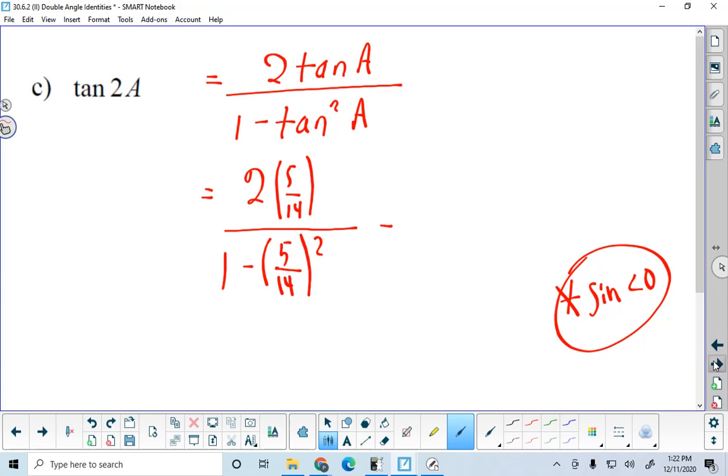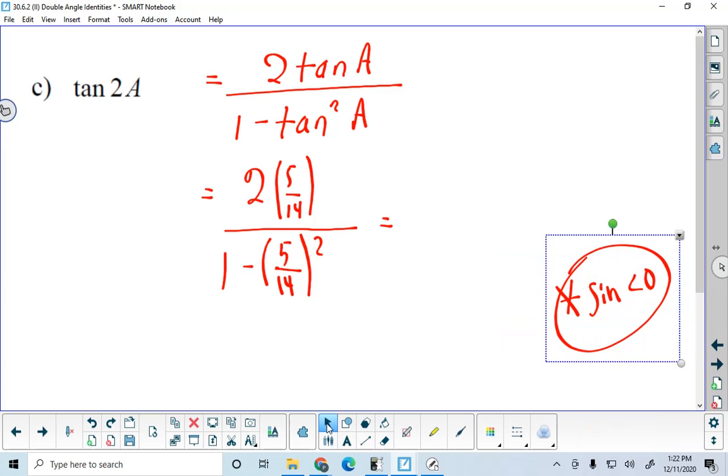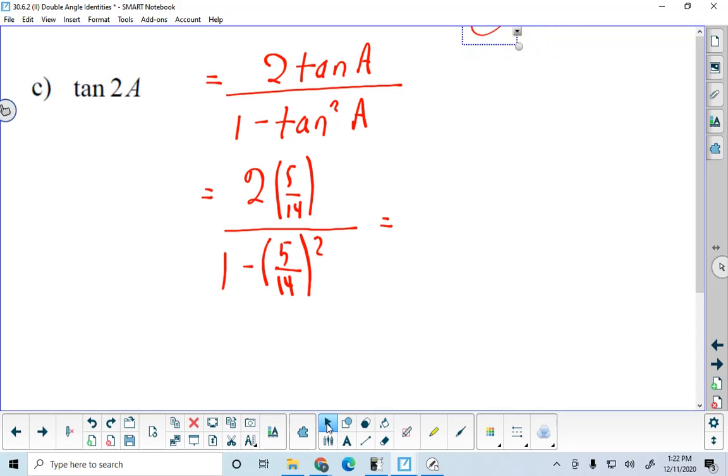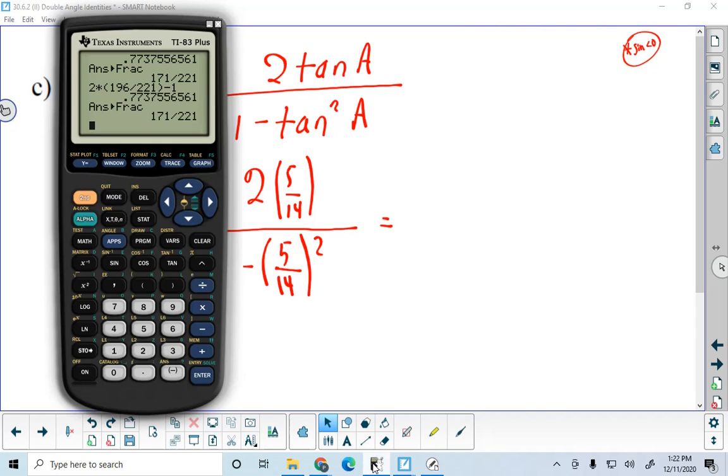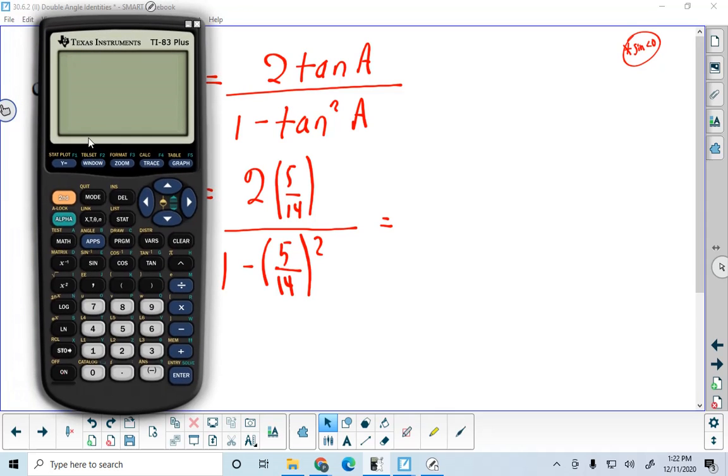I would personally want to do this in 2 steps on my calculator. What I would probably do, just because of how I was taught to use a calculator, is figure out the bottom first. You'll see why in a second. 1 minus 5 over 14 squared. If I figure out the bottom first, then I can just take the top divided by my answer. If I figure out the top first, then I've got to find a way to take my answer divided by the bottom, which is going to involve brackets.